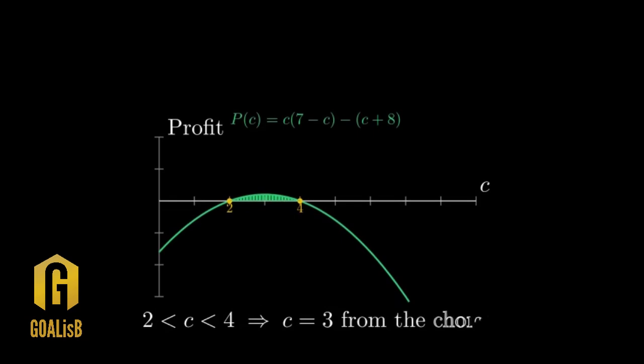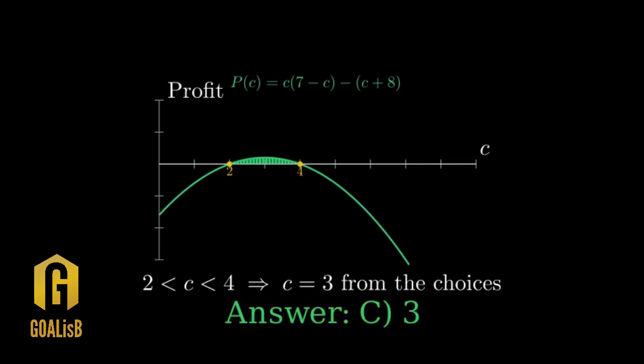Therefore, the product is profitable for values of C between 2 and 4. Among the choices, only C equals 3 works. The correct answer is option C, C equals 3.